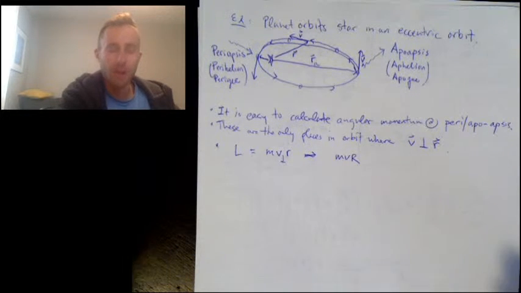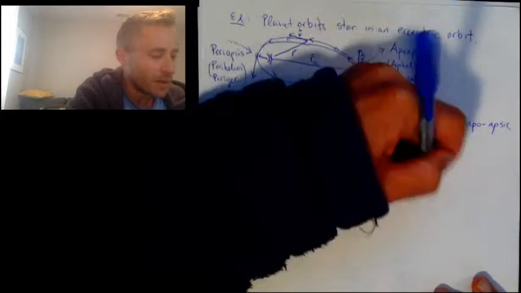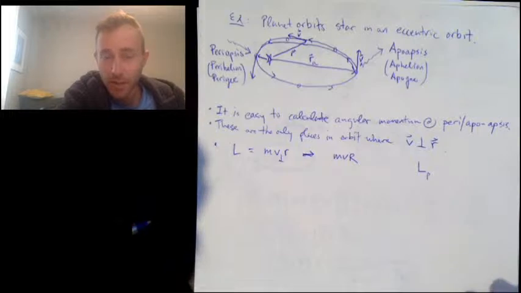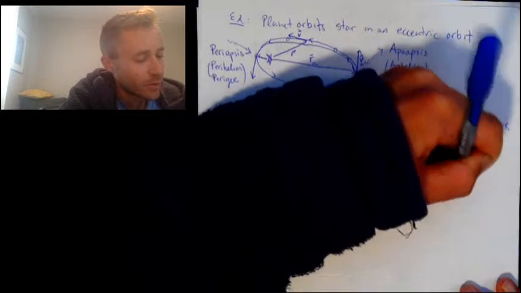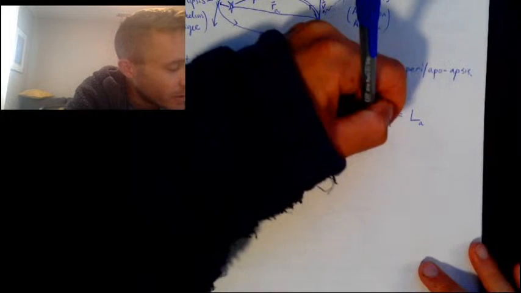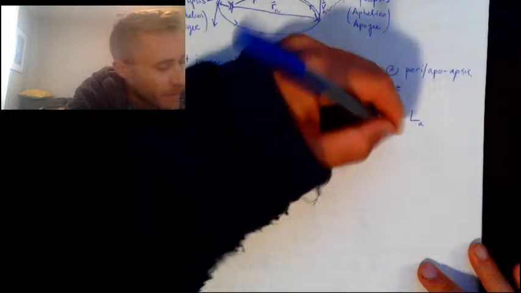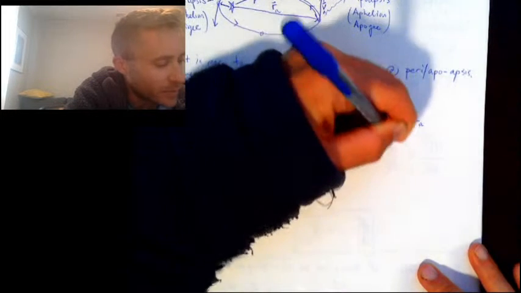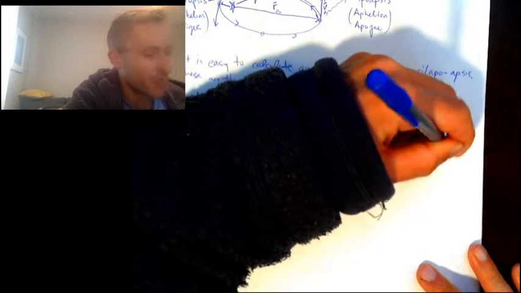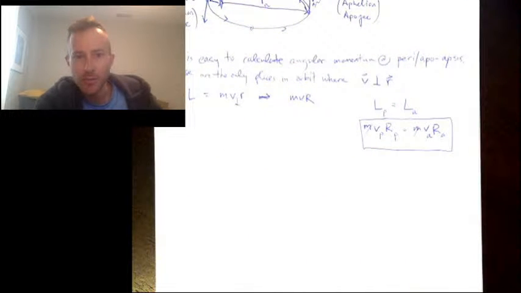Okay? So then if we apply conservation of angular momentum, the angular momentum of the planet at periapsis is equal to the angular momentum of the planet at apoapsis, which means that m v at periapsis times r at periapsis is equal to m v at apoapsis times the radius at apoapsis. And you can see that the masses will cancel out because it's the same planet. So that's really nice.